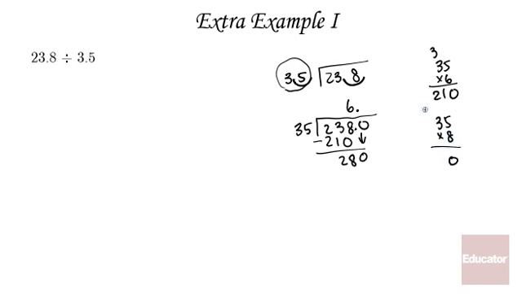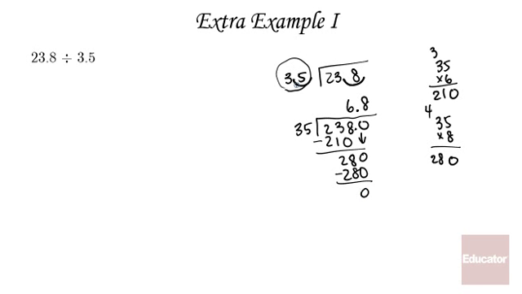5 times 8 is 40, 24, 25, 26, 27, 28. Works out perfectly. So it'll go in 8 times. So 6.8 is our answer. So 23.8 divided by 3.5 is 6.8.